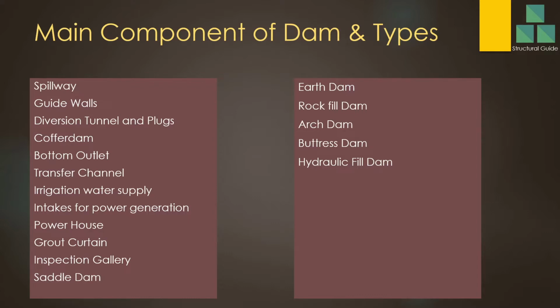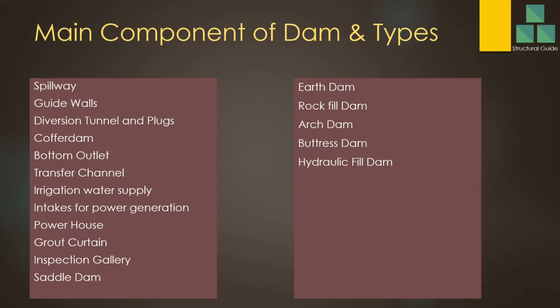Inspection galleries. Within the dam, you may construct inspection galleries to inspect the condition of the dam. After construction, you may need to examine the condition of the dam because it's a heavy, very large structure. There may be deflections, movements and water pressure developments in different manners. To monitor all those, or to collect all the data coming from the instrumentation, you may have an inspection gallery.